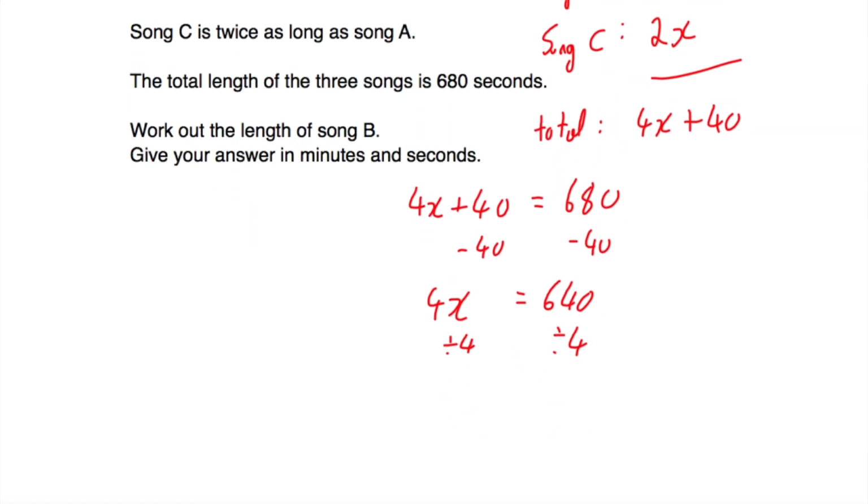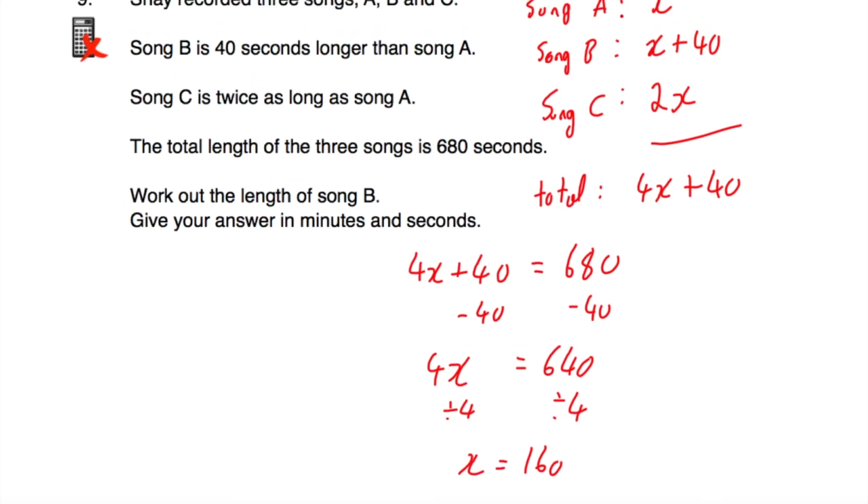On the left-hand side, well, 4 times x, we're dividing by 4 to get rid of the multiply by 4, so we're just going to be left with x. And then 640 divided by 4, you could use the bus stop method, or I'm just going to half it and half it again. Half of it is 320, half it again is 160. So that's 160 seconds. So that means that x is 160.